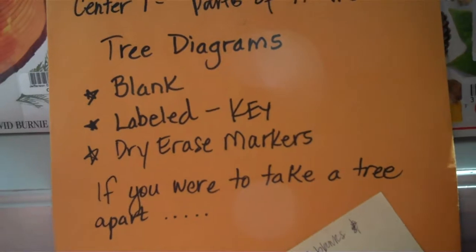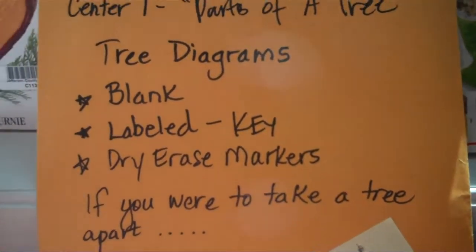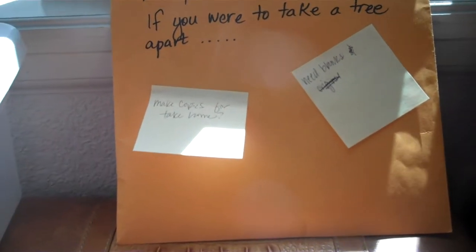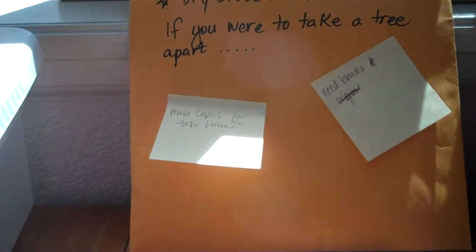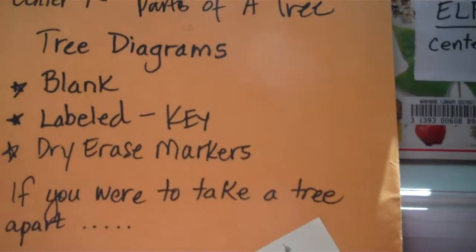If you'd like to make copies of what I just showed you, you can go down to the para workroom and use the copier. The PTA copier code is 19540. This way you can send those home with the kids and advertise a little bit for ELF.